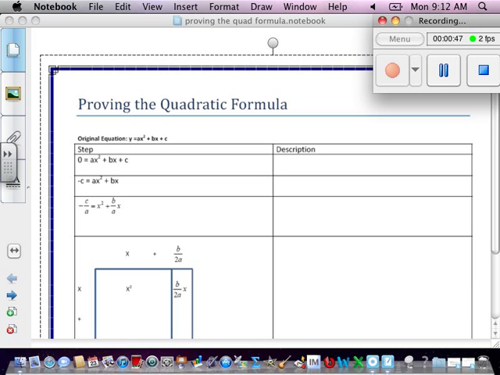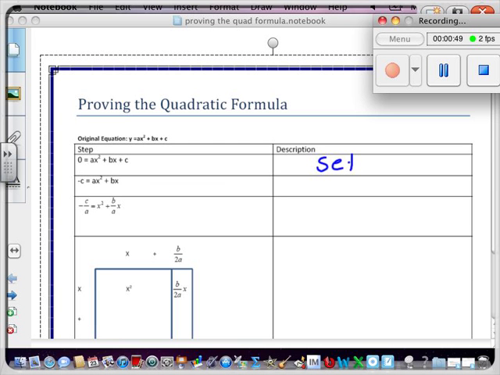So the first step was to set it equal to 0. Our second step was to subtract c. It's very similar to completing the square, but we're doing it without numbers to show our new formula. That's going to be much easier to use.